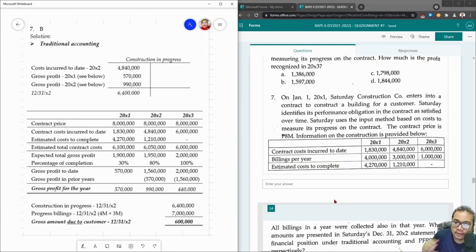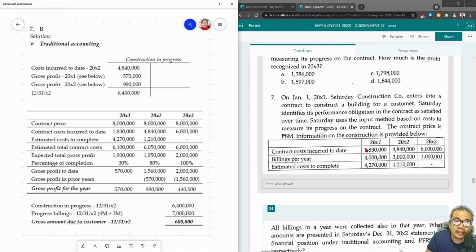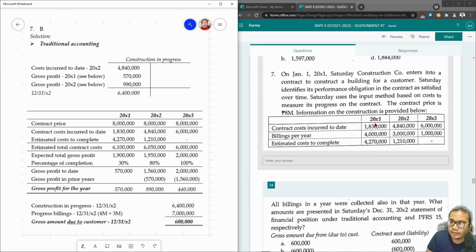Number 7 naman, on January 1, 20x1, Saturday Construction enters into a contract to construct a building for a customer. Saturday identifies its performance obligation in the contract as satisfied over time. Saturday uses the input method based on cost to measure its progress on the contract. The contract price is 8M. Information of construction is provided below. So, ito sa 20x1, 20x2, 20x3. Contract cost incurred to date, cumulative rin to. Billings per year, and estimated cost to complete.